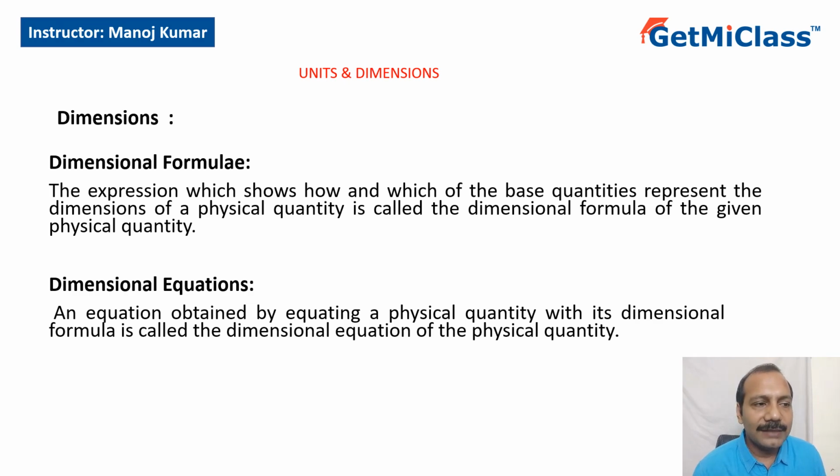Now, dimensional equation. An equation obtained by equating a physical quantity with its dimensional formula is called the dimensional equation of that physical quantity. So what is an equation? I equate that physical quantity with that particular dimensional formula. That becomes a dimensional equation. So depending on the usage, we can have dimensional formulae or dimensional equations.